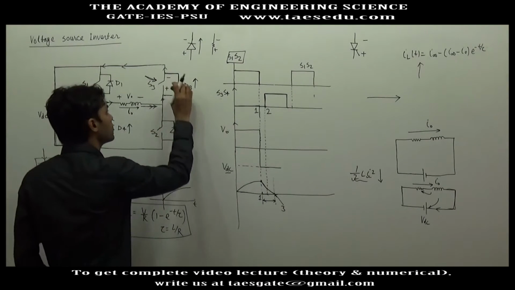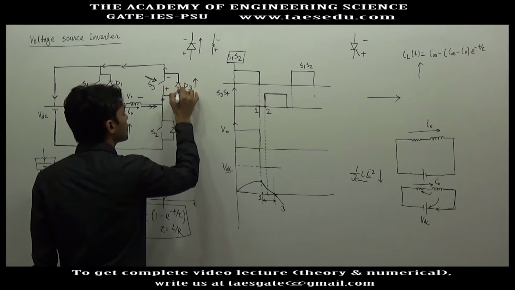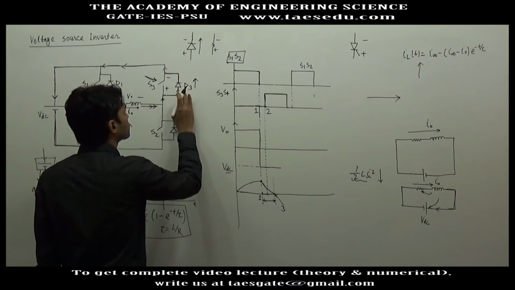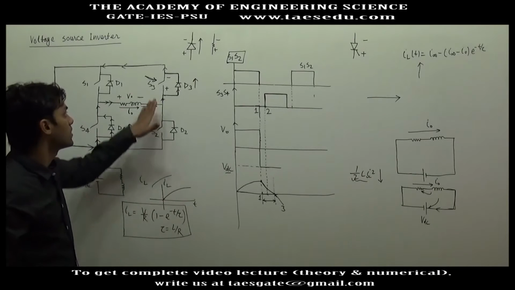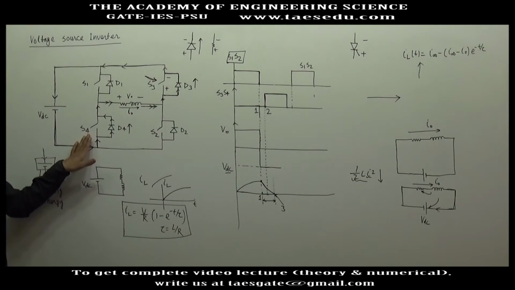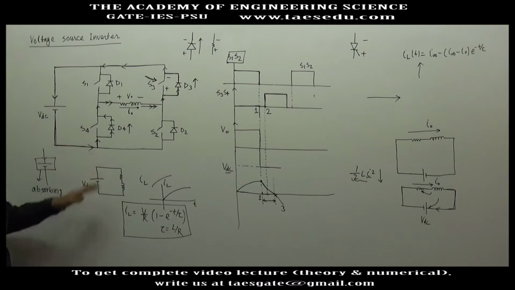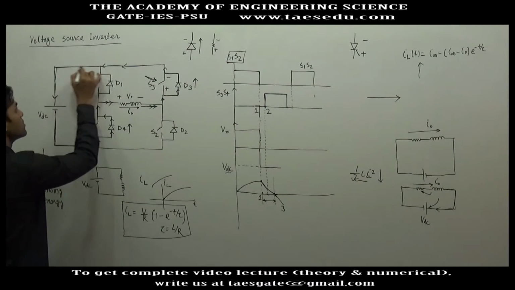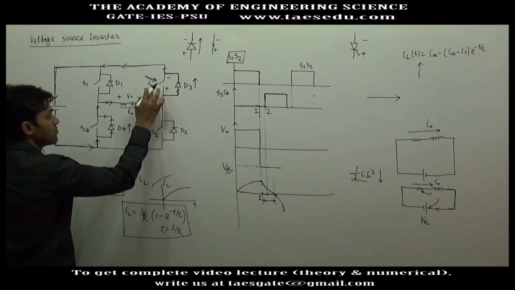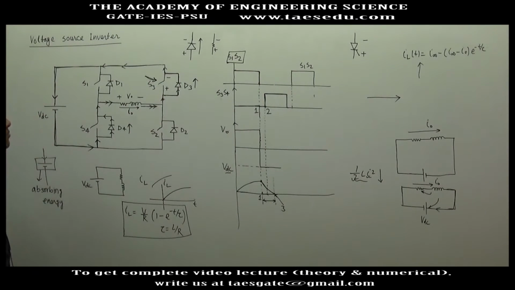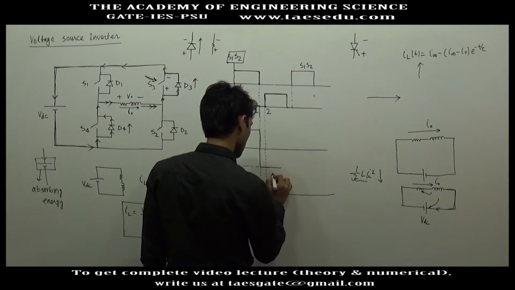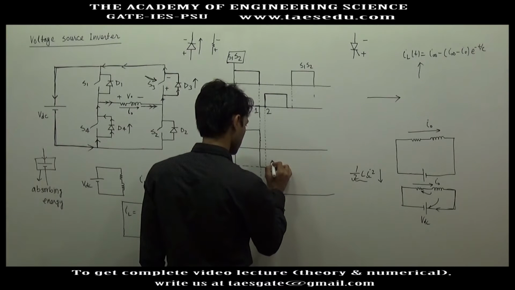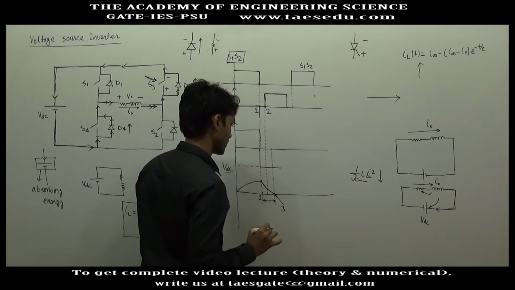So now current is not flowing through this diode. If current is not flowing through this diode, there is no more voltage drop across the diode, and switches S3 and S4 will not be reverse biased. Now if these switches are not reverse biased, they will come into forward mode, and by giving gate signal they may be turned on. So after point 3, switches S3 and S4 will start conducting.